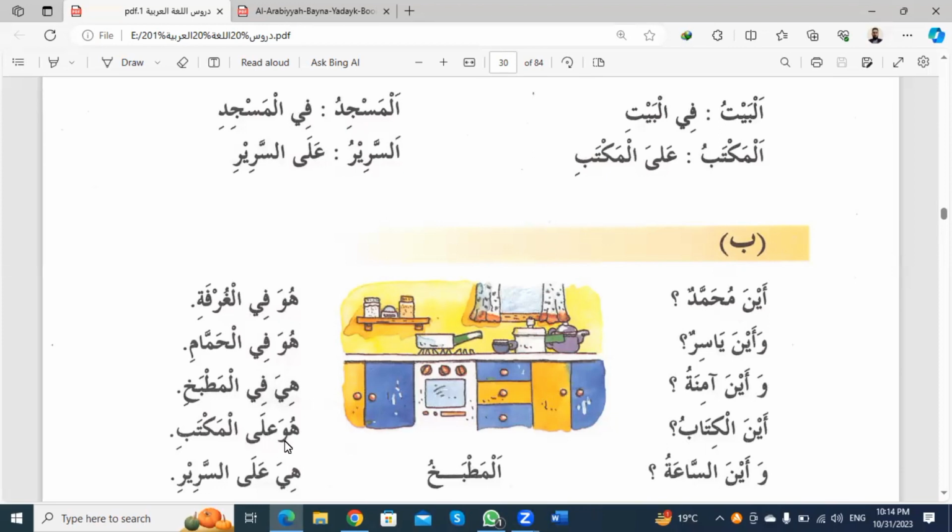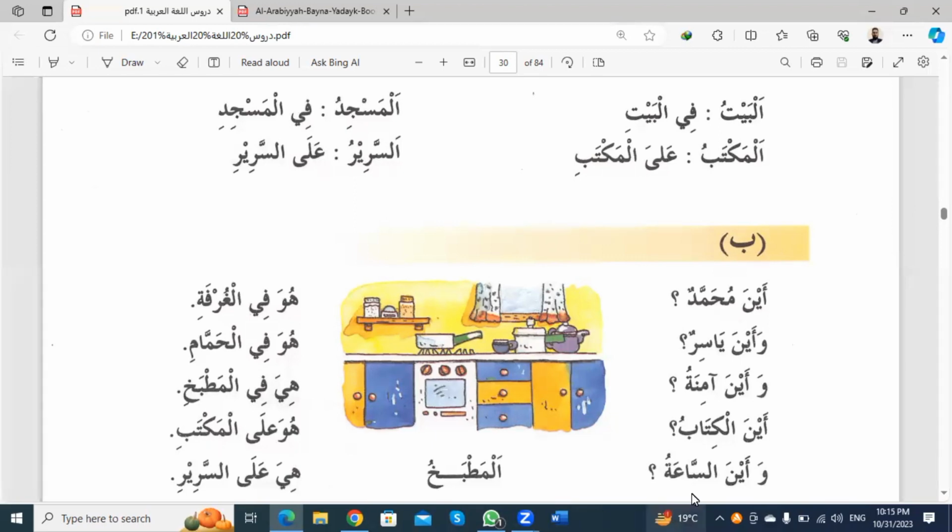So, huwa ala al-maktabi. What does it mean? Huwa ala al-maktabi. No, that is a maktab. Maktab means desk. Ala means on. Matbakh and maktab sound similar, so I got confused. So huwa ala al-maktabi means that the book is on the desk.